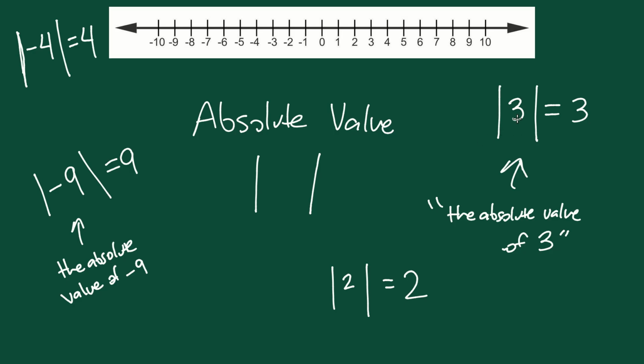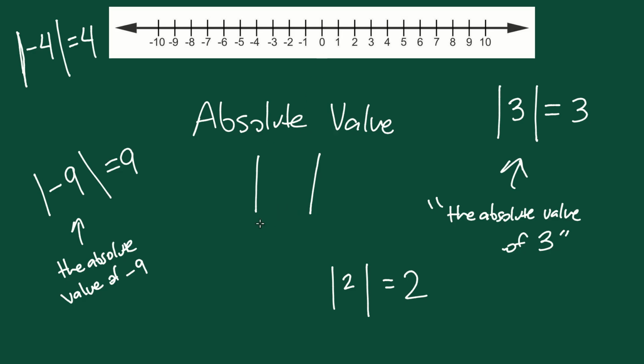So if we have a +3, the absolute value is +3. +2, the absolute value is +2. But if you have a -4, the absolute value is simply a +4. And if you have -9, the absolute value is a +9. Okay, so absolute value is always going to be a positive number. That's important to remember, okay?